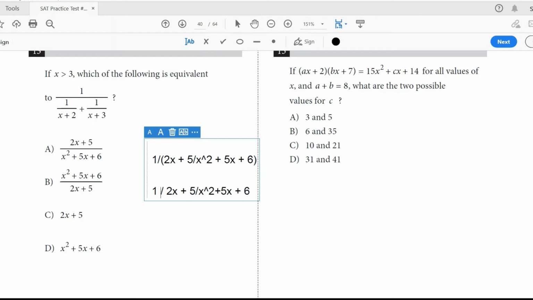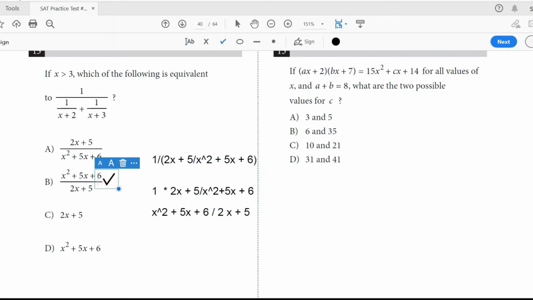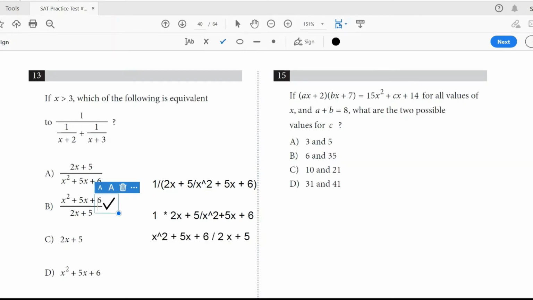If we were to multiply these, we just switch over the sides, right? And therefore, solving this would then look like x squared plus 5x plus 6 divided by 2x plus 5. All right, pretty simple there. And therefore, our answer is simply B. Now, it looks pretty complicated, but once you divide it up into small steps, it becomes much simpler.